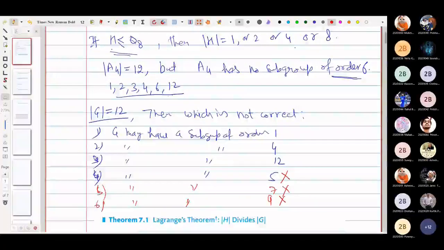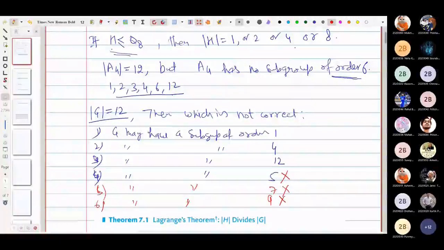Of course, corresponding to every divisor, we may not have a subgroup of that order. But the divisors are the candidates for the orders of subgroups.